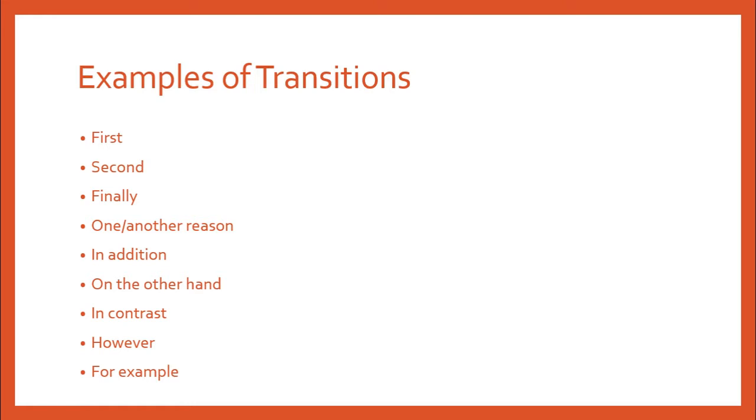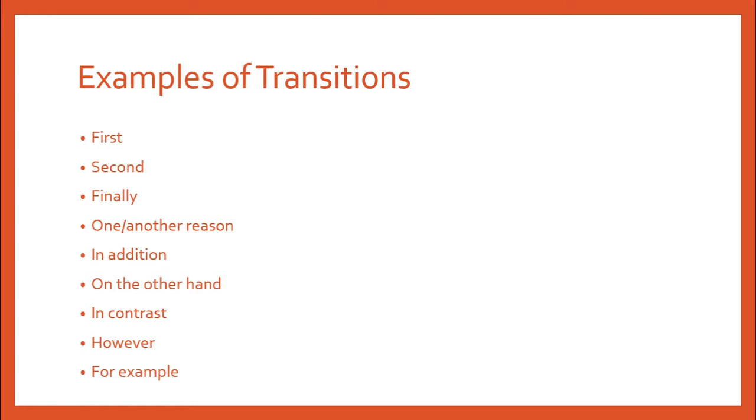So the first three, first, second, and finally, these all indicate a specific order in whatever comes in the sentence that it describes. So when you use the transition first, that has to be the first reason. And if you say second, that has to be your second one. You can continue this with third, fourth, fifth, as many times as you want. And then finally has to be your last one. But one reason and another reason and in addition, those can all be used at any point in the paragraph.